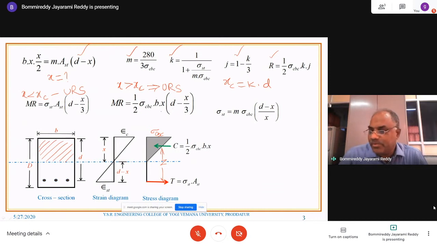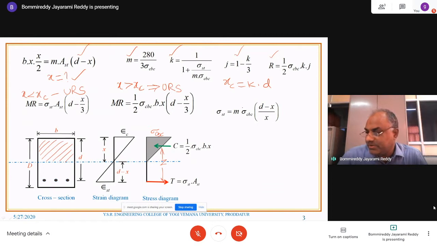That's all. So the problems associated with this working stress method fundamental concepts may be any constant computation, or it may be a question only for finding the depth of the neutral axis for a given data, or the question may be, when it is under reinforced, what is the moment carrying capacity of the section, or when it is over reinforced section, what is the moment carrying capacity of the section, and the last one is stress.